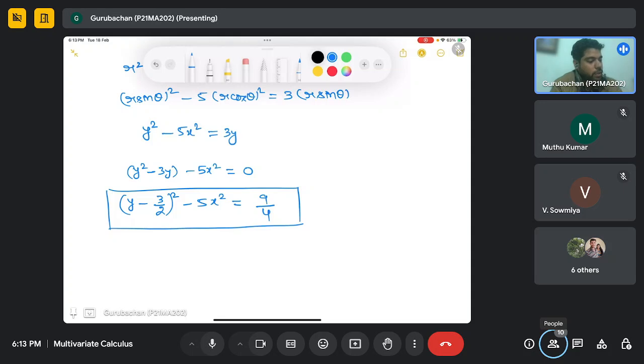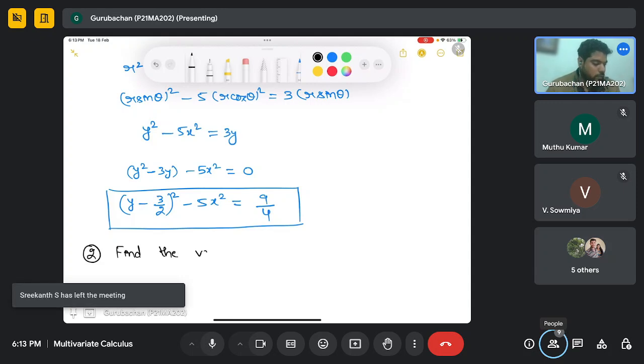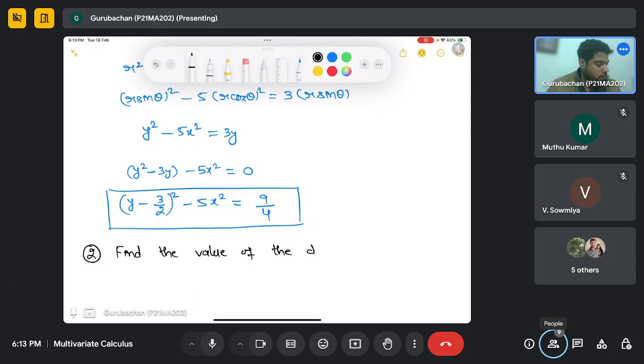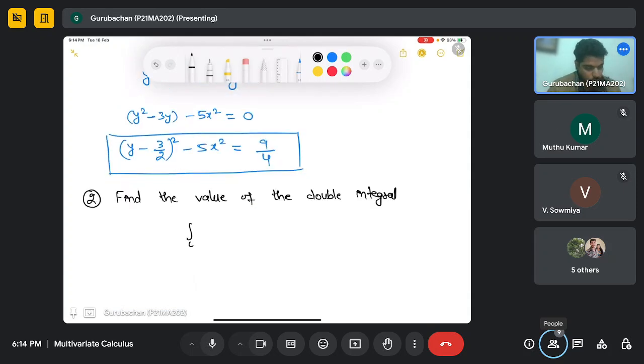Now let us move to the next question. Question number 2, which states that find the value of the double integral 0 to 1, 1 to 2, x minus y divided by x square dx dy. First try it yourself, then we will do it.